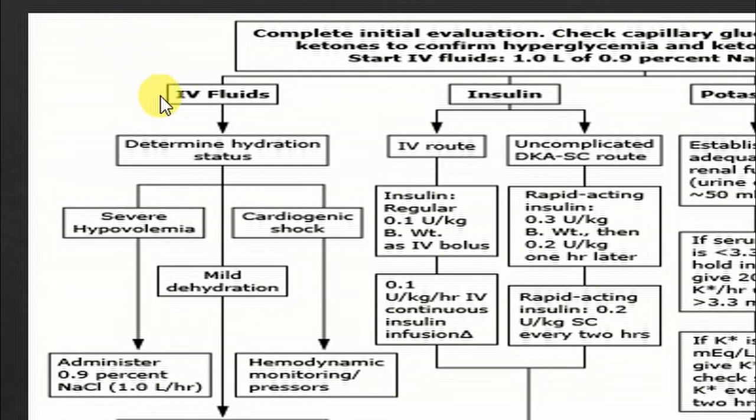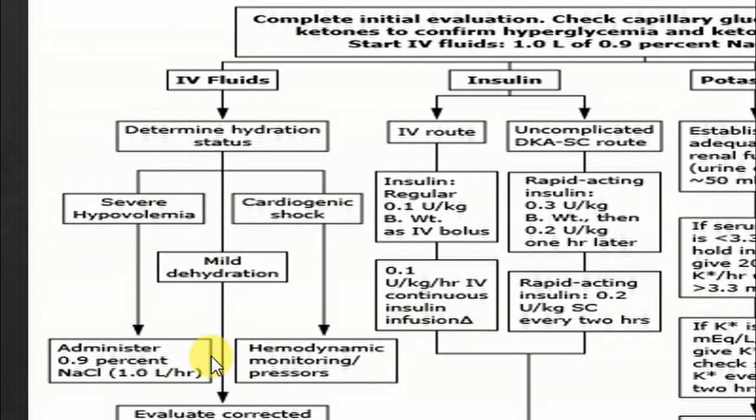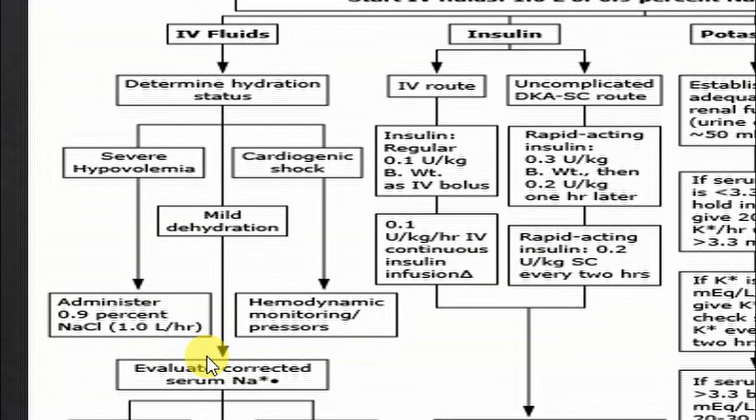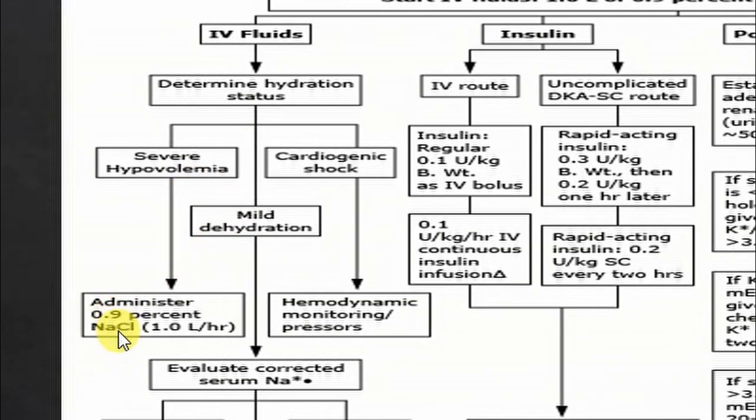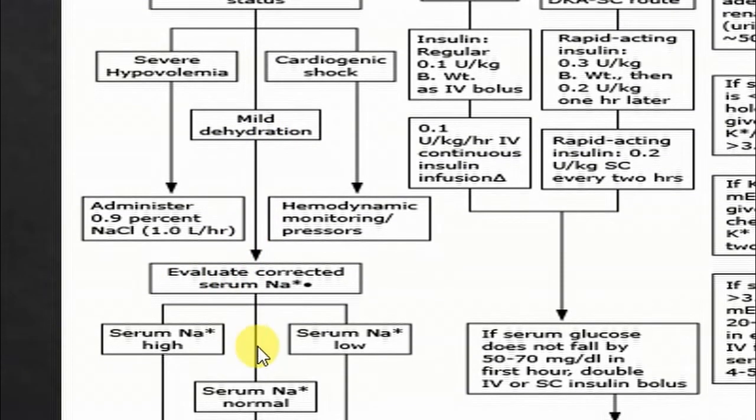Now starting on the IV fluids. What we have to do with the IV fluids? First of all, we have to determine the hydration status, whether the patient has got severe hypovolemia, is mildly dehydrated, or has cardiogenic shock. After that, if the patient has severe hypovolemia, then we have to administer 0.9% normal saline. If the patient is mildly dehydrated, then we have to evaluate the serum corrected sodium.